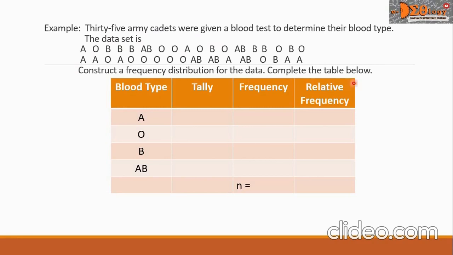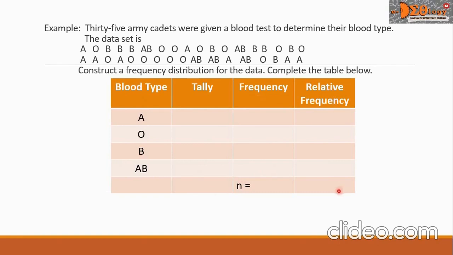Complete the table below. In our table, we have 4 columns. The first column is for the category, which is the blood type. We can see here there are 4 blood types. We have A, O, B, AB, respectively. The next column is for tally, followed by another column for frequency. There is a column also for relative frequency.